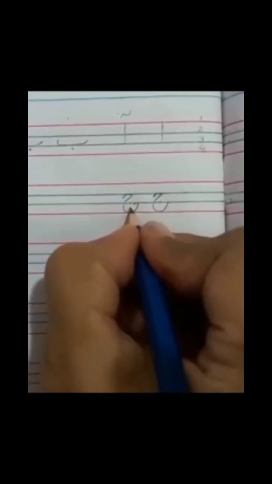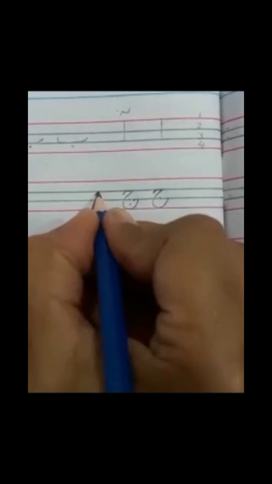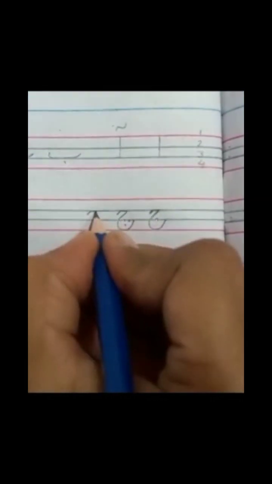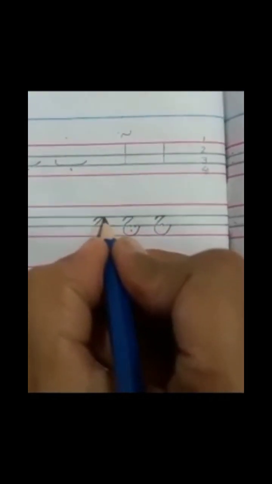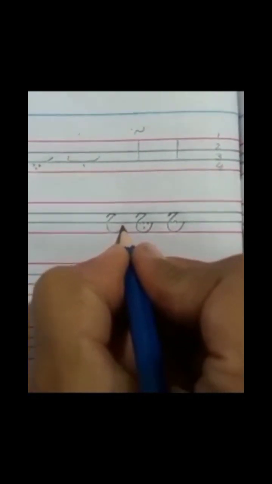Don't cross this line, and be careful that the head of the shape should be small. Don't make too big heads. Okay, again for writing here, start from this point, make a diagonal stroke, then horizontal, then again make a diagonal stroke from right to left, cross the line, make a curve, touch the last line, go upward and stop here.